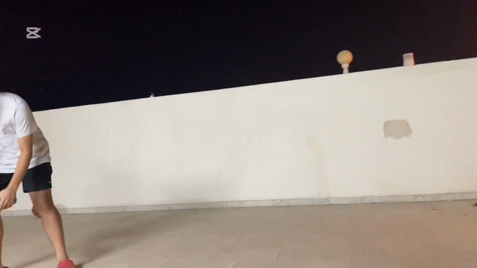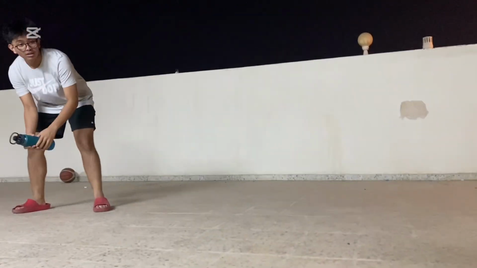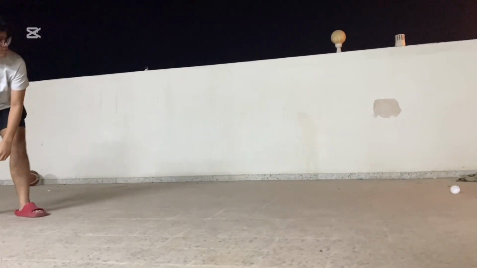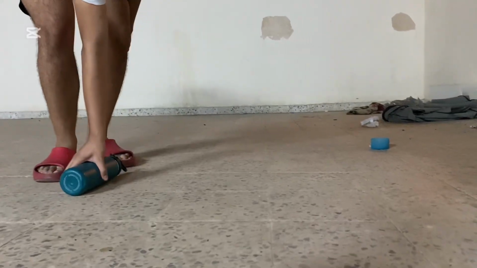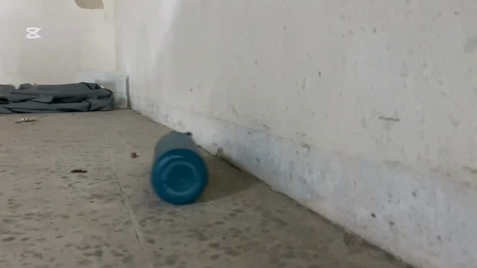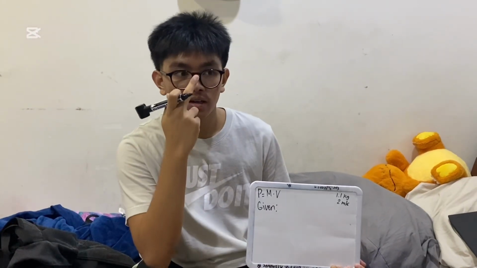Okay, so I have this 1.1 kilogram thermoflask, and I'll be rolling it at approximately 2.2 meters per second. I think, right? Yeah, 2.2 meters per second. I'm going to roll it, and you're going to see later in the solution what we did. Okay, so let's roll it. Trying to find a good angle, not trying to miss it. Wait, wait. Go.